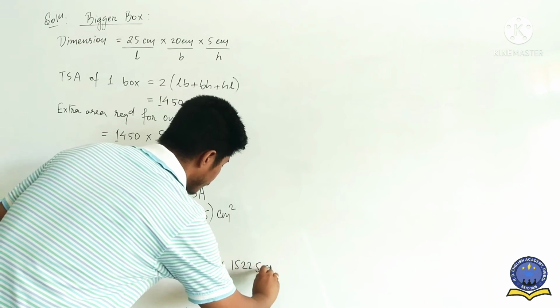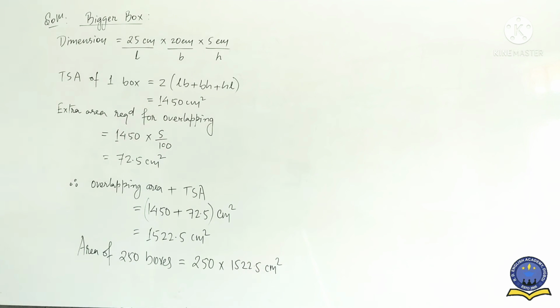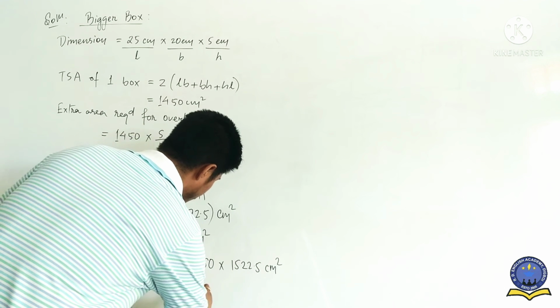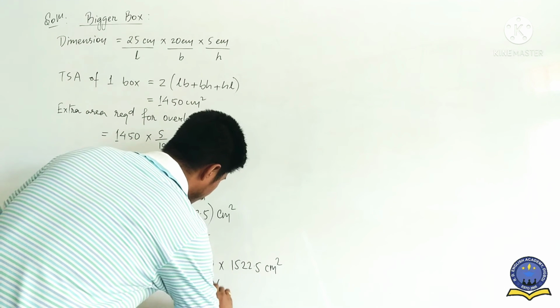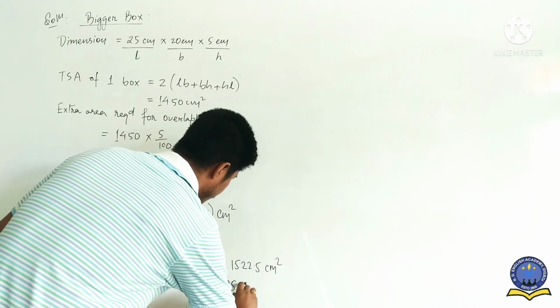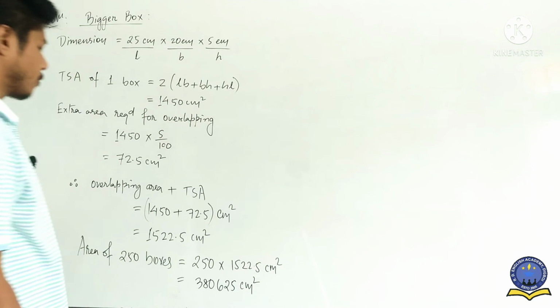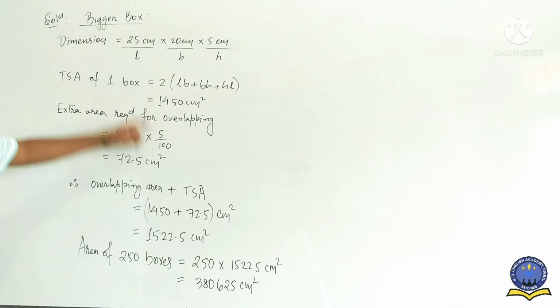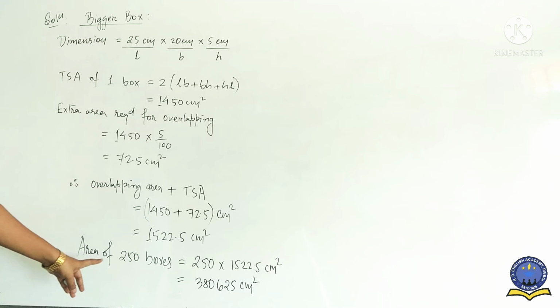1522.5 centimeter square. Is it clear? So the total area, if we multiply this by 250 boxes, then we get this. The final answer is 380625 centimeter square. This is the total area we get for 250 bigger boxes. Is it clear? I hope all of you understood this.